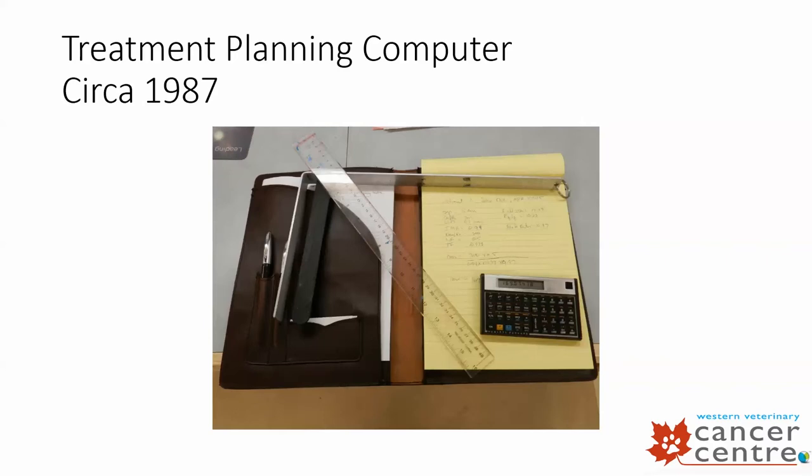And really the changes come about because of the change in desktop computing power. We have desktops now that can do things that we couldn't do with an entire room full of servers back in the late 1980s.